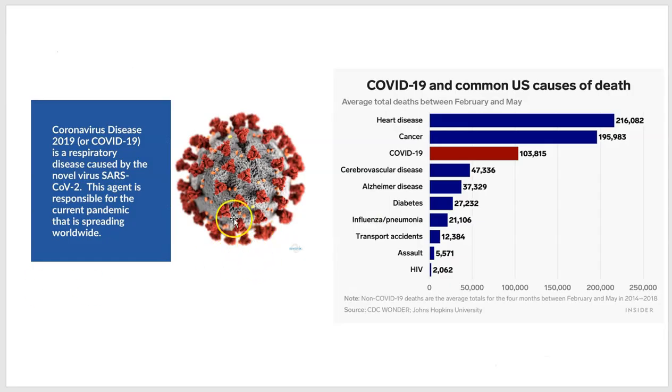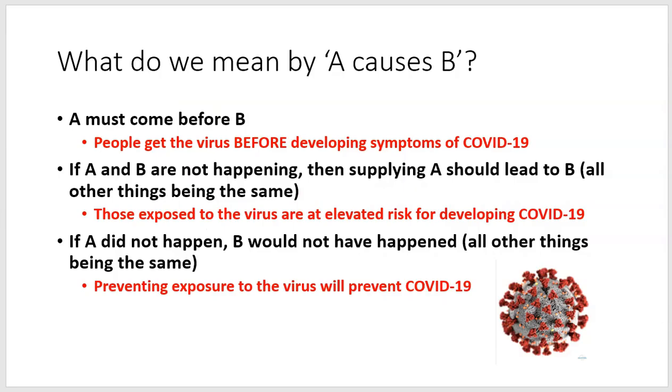So back to this slide here, when the text says coronavirus disease is respiratory disease caused by the novel virus, notice this concept that one thing is causing another. This is what we've just investigated. When we say that the virus is causing COVID-19, what we mean is that all three of these points have been satisfied. And so we can be confident that the virus really is causing this disease that we call COVID-19.